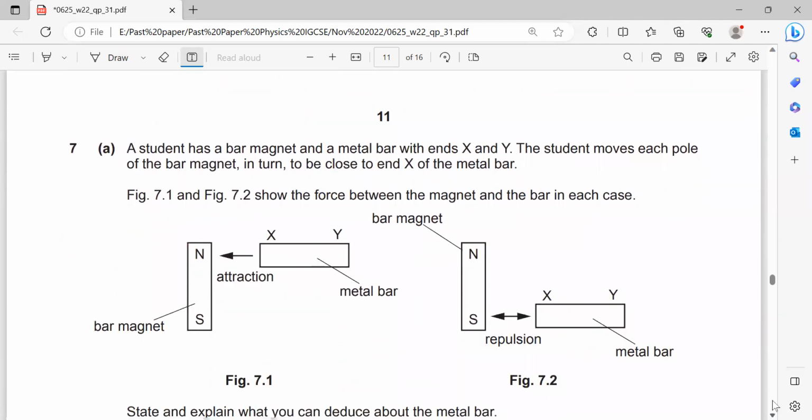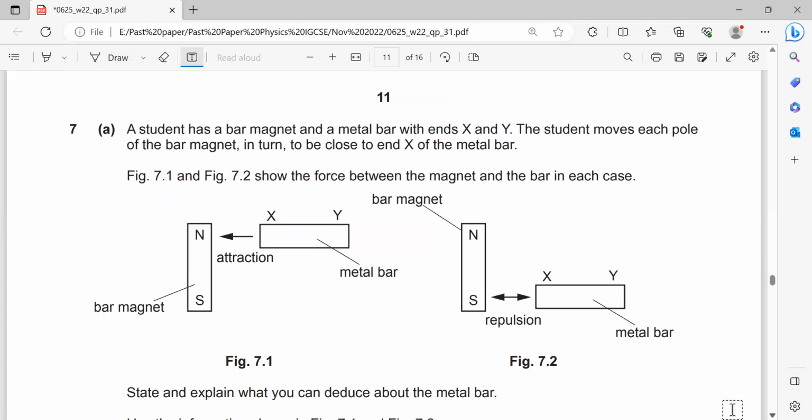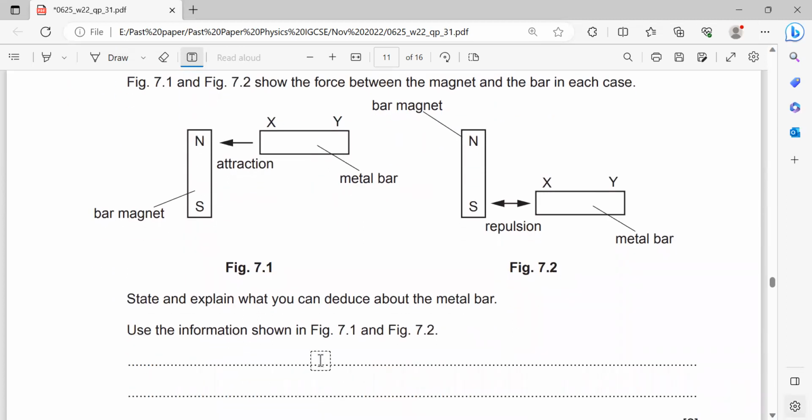Number 7. A student has a bar magnet and a metal bar with ends X and Y. The student moves one pole of the bar magnet close to end X of the metal bar. Figure 7.1 and Figure 7.2 show the force between the magnet and the bar in each case. State and explain what you can deduce about the metal bar, using the information shown in Figure 7.1 and Figure 7.2.